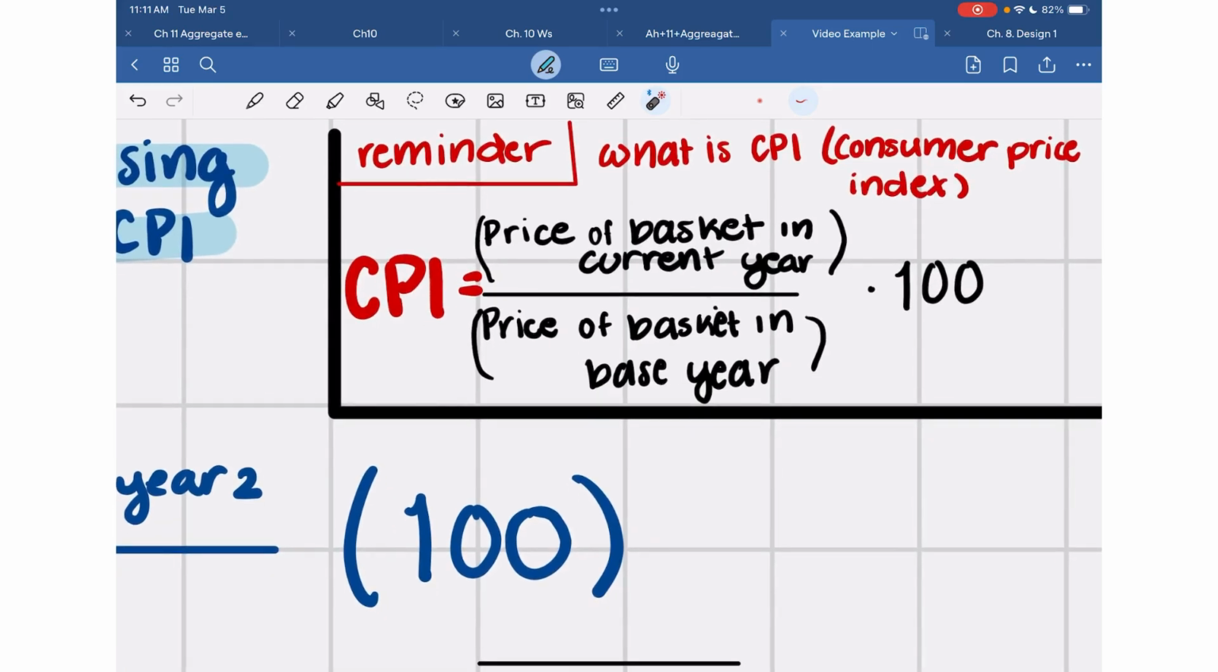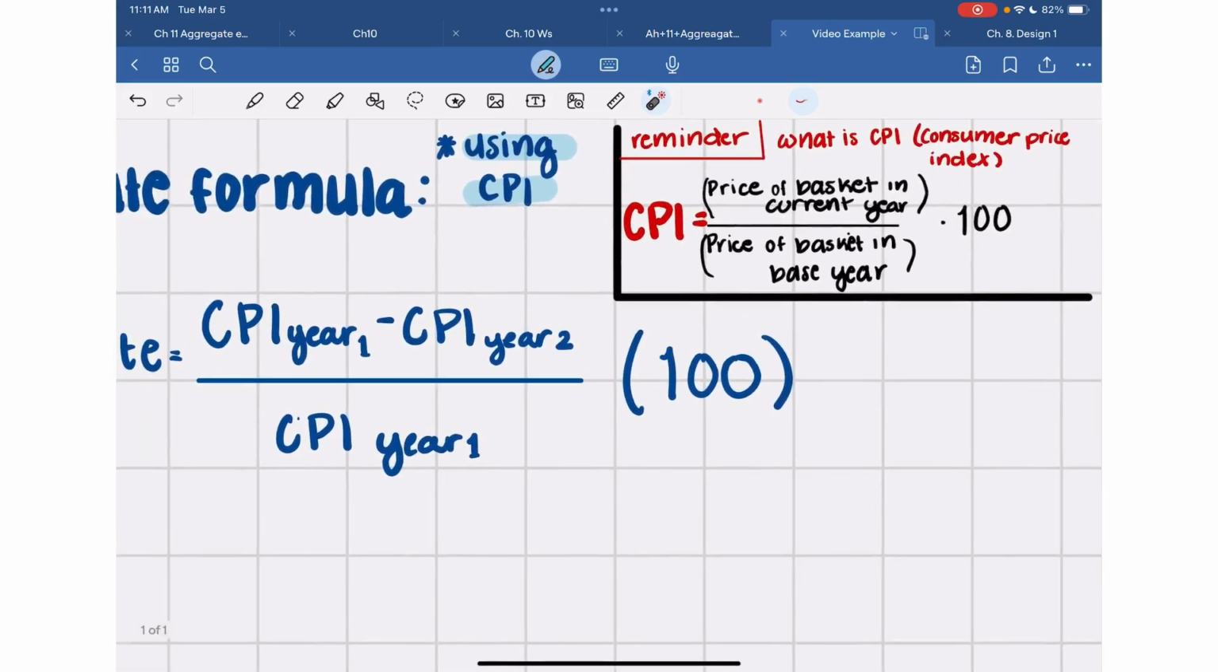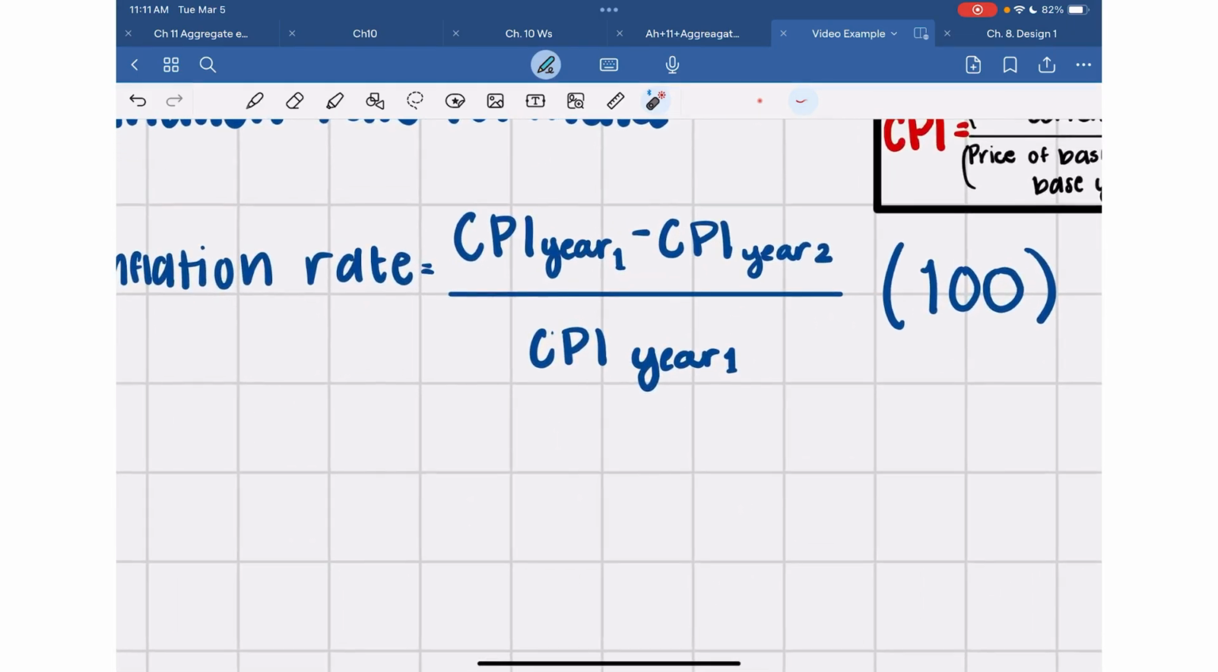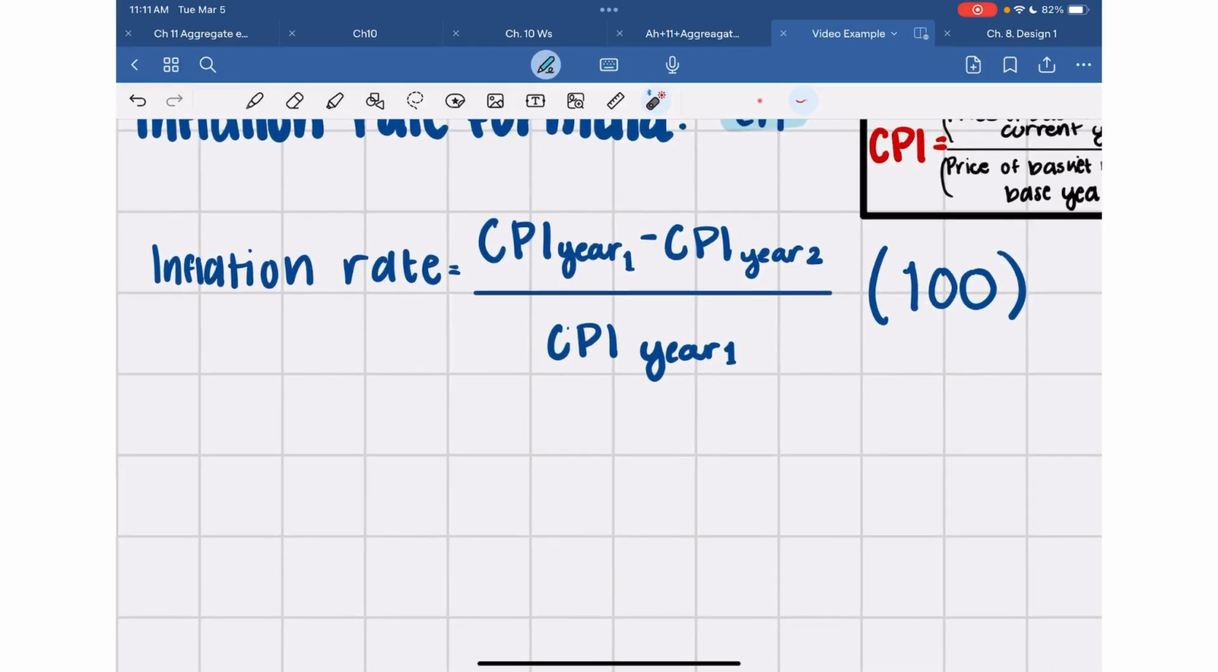It's taking the price of the market basket, which if y'all remember is a fixed quantity of goods purchased in a typical household, and you're comparing the current year to the price of a base year. And you're using that comparison number and how that changes to find a rate. And that will give you inflation rate.